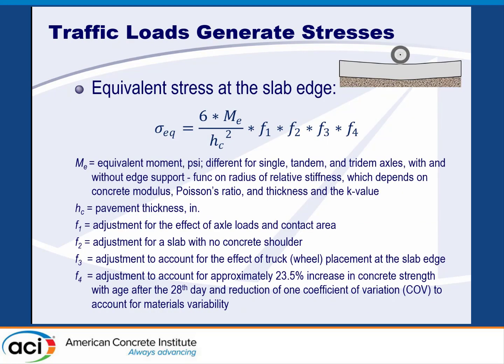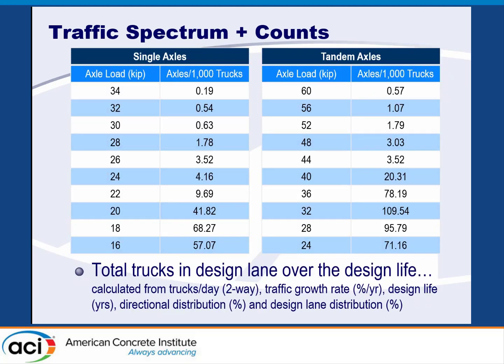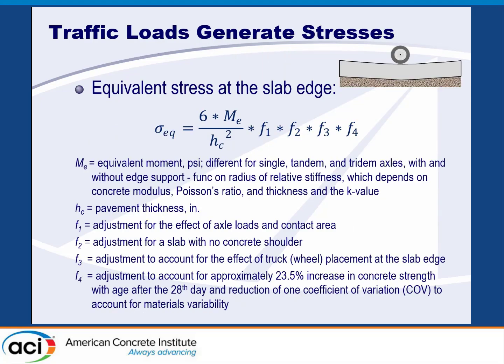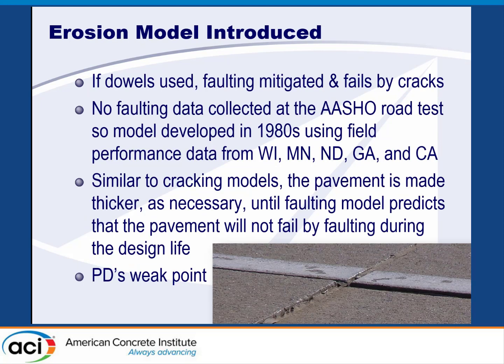But the benefit of doing that is then we can actually calculate the stress that our pavement sees based on each of those types of axle loads. So each axle load causes a little bit of stress within our pavement, and that's how we can determine how thick our pavement section needs to be by limiting the ratio of stress to concrete strength.